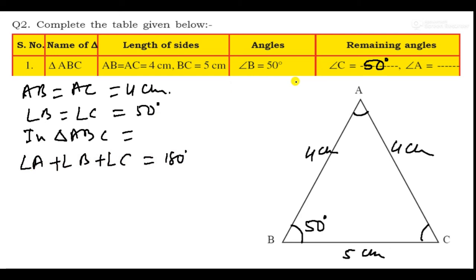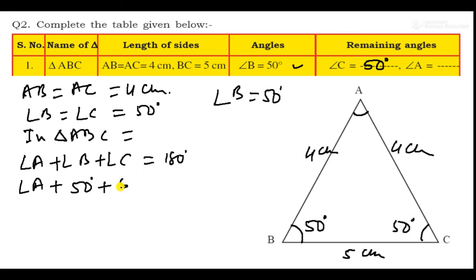180 degree. So here angle B is given in this. So you have to write angle B is equal to 50 degrees. Here angle A we don't know. Angle B is 50 degrees, so you have to write 50 degree. And angle C is equal to 50 degree, so you can write here also 50 degree.